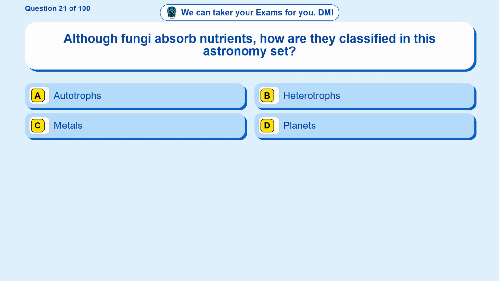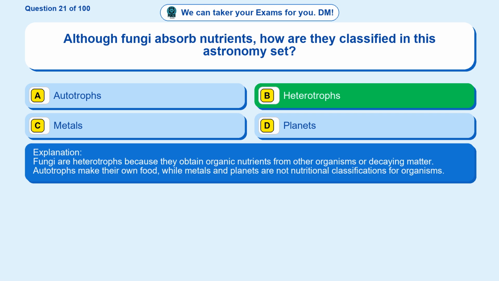Question 21. Although fungi absorb nutrients, how are they classified in this astronomy set? Option A. Autotrophs. Option B. Heterotrophs. Option C. Metals. Option D. Planets. The correct answer is option B. Heterotrophs. Fungi are heterotrophs because they obtain organic nutrients from other organisms or decaying matter. Autotrophs make their own food, while metals and planets are not nutritional classifications for organisms.